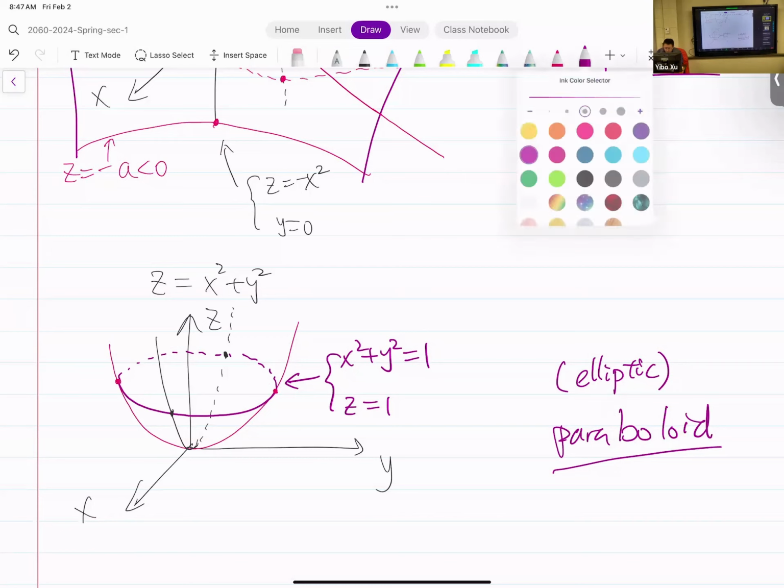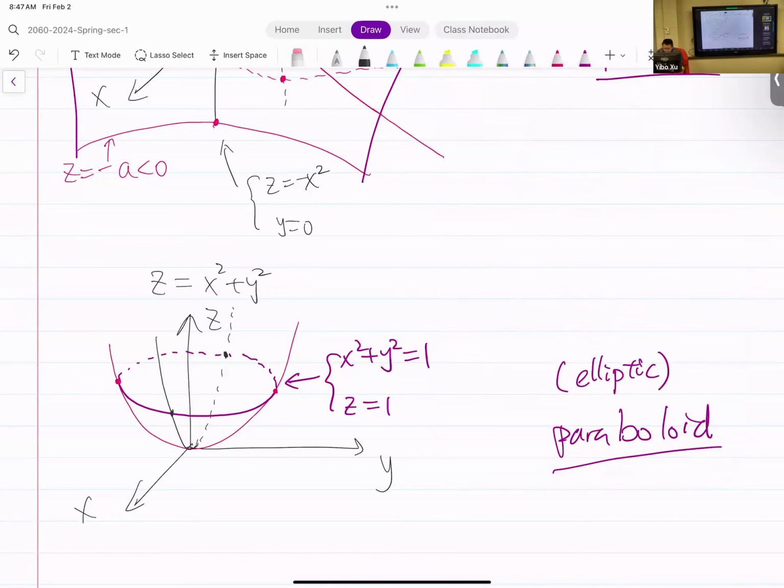But now, if you have z equal to something really similar, let's say x squared plus 4y squared, that tells you if you fix z as a constant, you will get an ellipse, right? Here, if you fix z as a constant on the left-hand side, that's just a circle. Now this is a little bit more general, so that's an ellipse. That's why it's called an elliptic paraboloid.